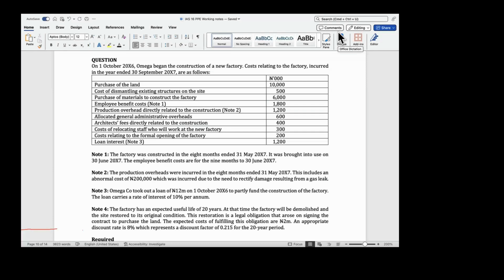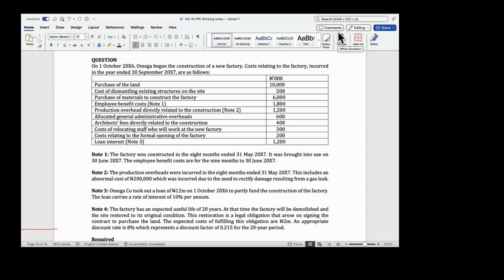This includes an abnormal cost of 200,000, which was incurred due to the need to rectify damage resulting from a gas leak. Note 3. Omega Co. took out a loan of 12 million on 1st of October 2006 to partly fund the construction of the factory. The loan carries a rate of interest of 10% per annum. Note 4. The factory has an expected useful life of 20 years.